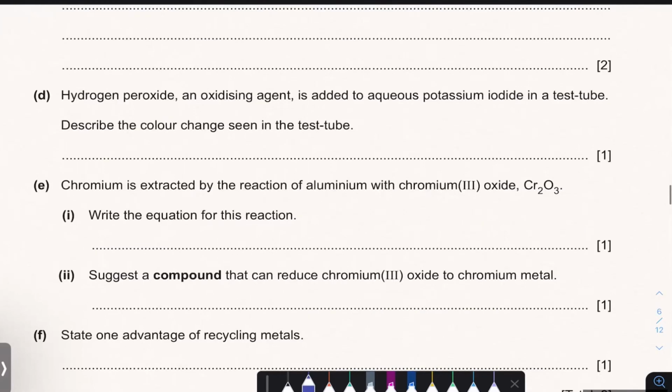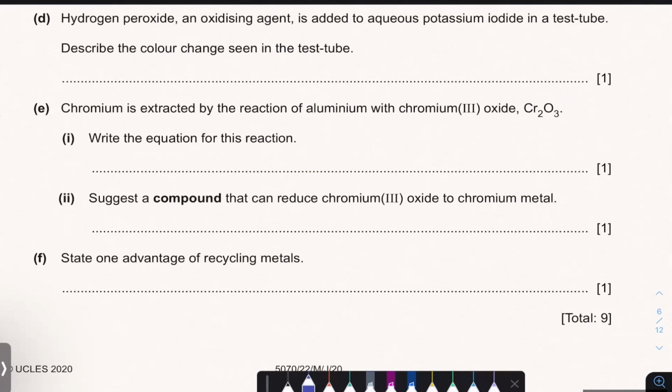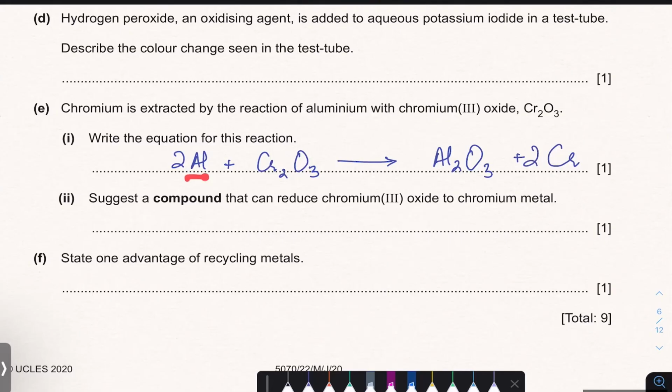ये एक question है, E part, which I want to show you. Chromium is extracted by reaction of aluminum with chromium oxide. ठीक है. कैसे होता है? Reaction of aluminum with chromium oxide का मतलब है aluminum को chromium oxide से react करवाया. So aluminum will displace it and Al2O3 will be made, and chromium will be left out. I'll balance it. बन गया. ठीक है.